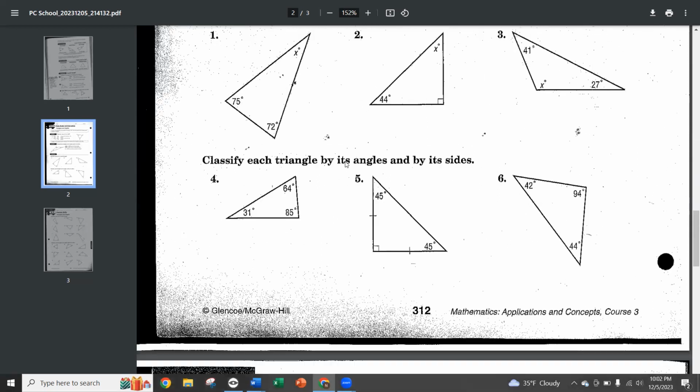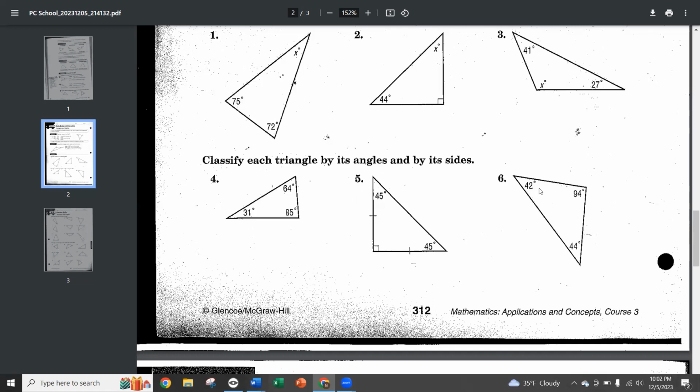Classify each triangle by its angles and sides. Okay, angles first. Here, 31 degrees, 85 degrees, 64 degrees. Each is less than 90 degrees. That means this is acute. Oh, there's also little lines. And it's scalene because there's no equal lengths. So it's acute scalene. Here, this means it's a right triangle. Two equal lengths means it's isosceles. This is right isosceles. Acute scalene for 4, right isosceles for 5.